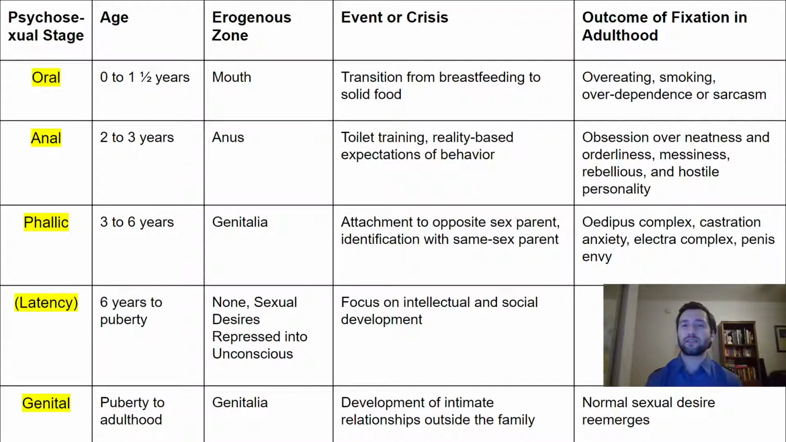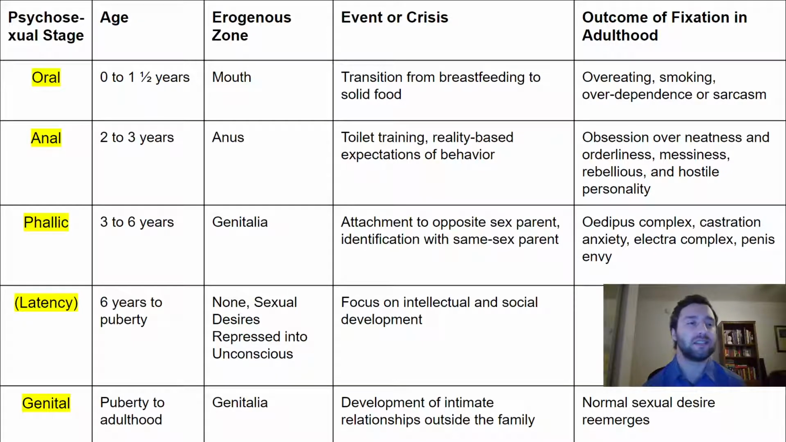Now, again, our crisis is transitioning from breastfeeding to solid foods. Basically, if we were not able to transition out of this stage successfully, we would have a fixation, and that fixation could represent itself in adulthood in different ways. One way would be overeating, one way would be smoking, one way would be overdependence on sarcasm, right? Now, again, some of these connections, like sarcasm, aren't quite as explicit. They don't make as clear sense to us from the outside looking in as something like smoking, which we all consider an oral fixation as well. But this is the kind of connection he would be drawing.